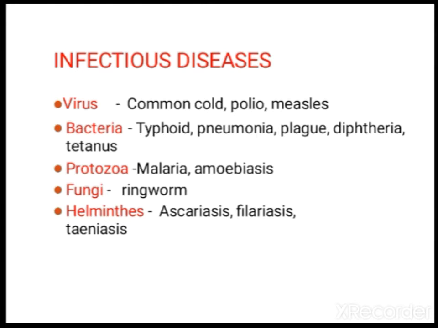It can be viral disease. Examples for viral diseases are common cold, polio, measles, even you can include COVID under this category. Bacterial diseases are typhoid, pneumonia, plague, diphtheria, tetanus. Malaria and amoebiasis are protozoal diseases. Ringworm comes under fungal disease. Ascariasis, filariasis, teniasis come under the worm category. So here mainly we are going to study some examples for the diseases under these 5 categories.